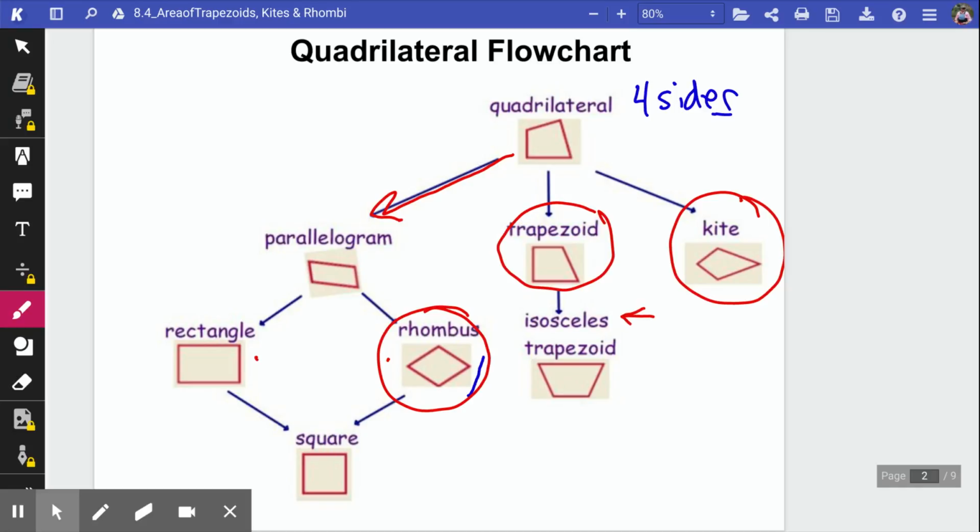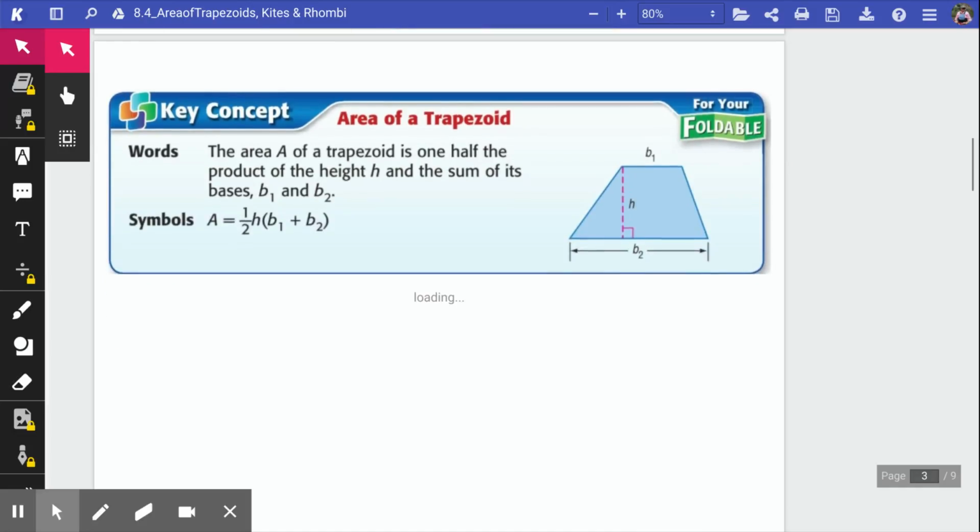Isosceles trapezoids have legs that are congruent, just like isosceles triangles. And then kites, we're going to talk about those properties in the next video. Let's look at trapezoids first.